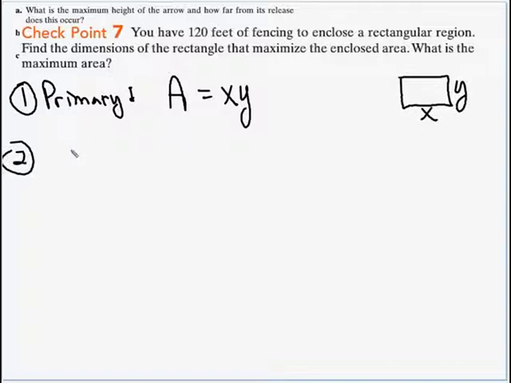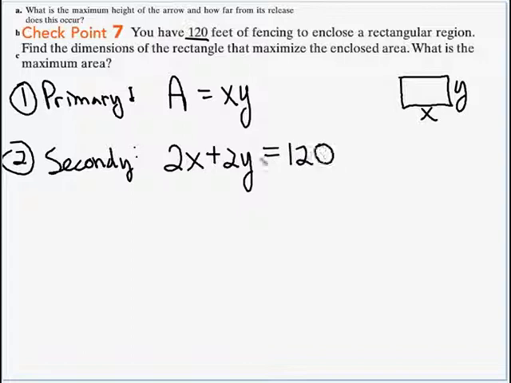Two, we want to write that equation in terms of one variable, and we can only do that with the aid of a secondary equation. Just like the example, it is the perimeter. 2x plus 2y, those are the lengths of our sides. We have two sides of x, two sides of y. They're going to add up to 120 feet. Well, we could divide by 2 right now. x plus y equals 60.